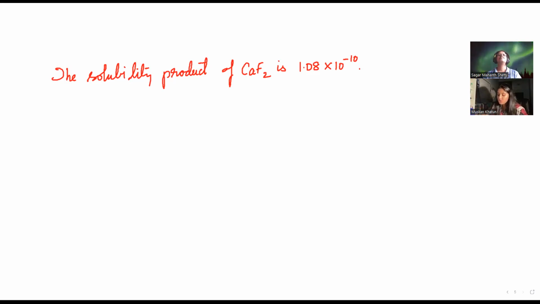So first, it would be writing down the equation. CaF2 with an arrow. Is that a solid? Yes, it is solid. Fluorine is a gas, in fact. So then it would be Ca, calcium. F is fluorine, so it becomes calcium fluoride.